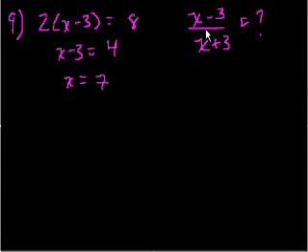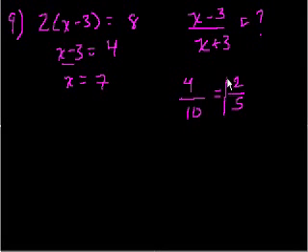So you go here. What's x minus 3? Well, that's 7 minus 3, which is 4. We also figured out that x minus 3 was 4 up here. And then what's x plus 3? That's 7 plus 3, so that's 10. 4/10, we can reduce that to 2/5, dividing the numerator and the denominator by 2. So that's our answer, 2/5, or 0.4.